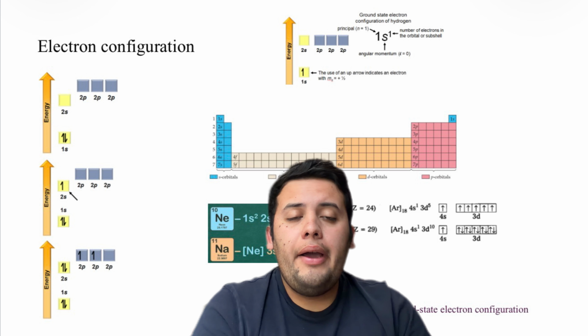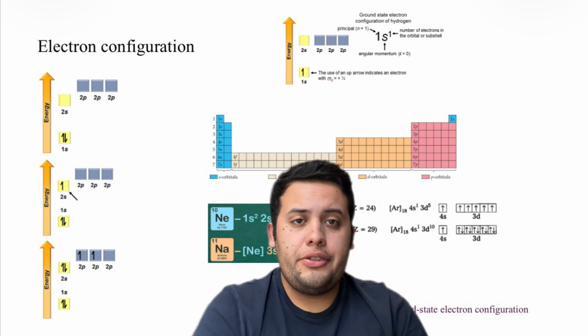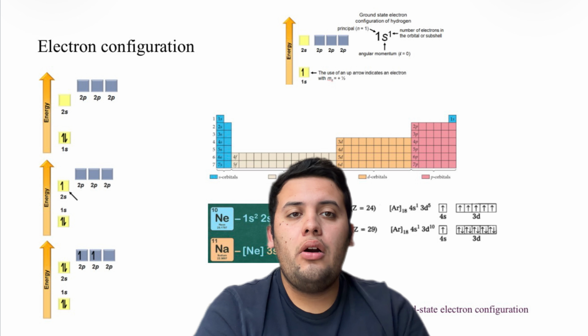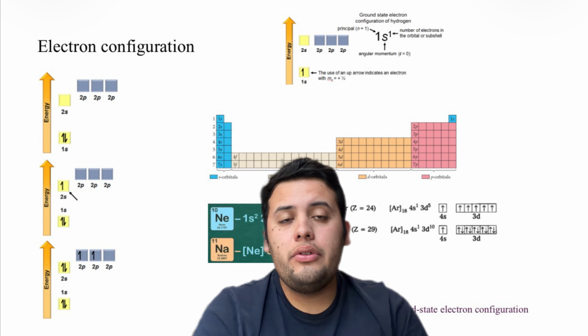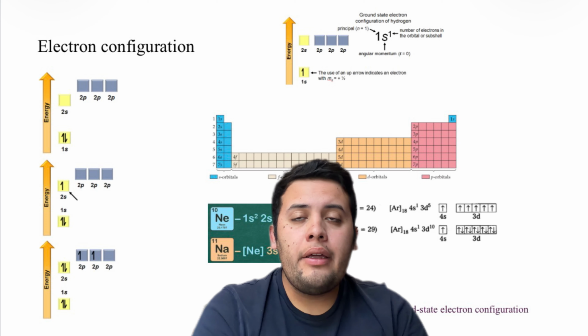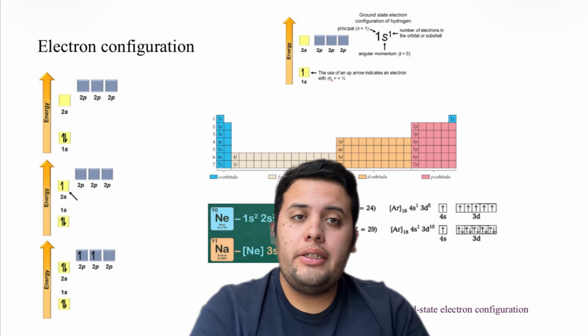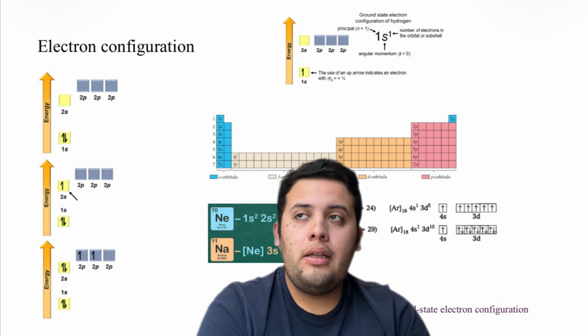Today, I will explain electron configuration, which describes how the electrons are organized in the orbitals around the nucleus of an atom, and why understanding this organization helps scientists predict chemical behavior.